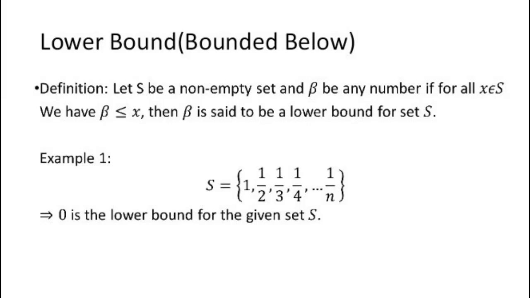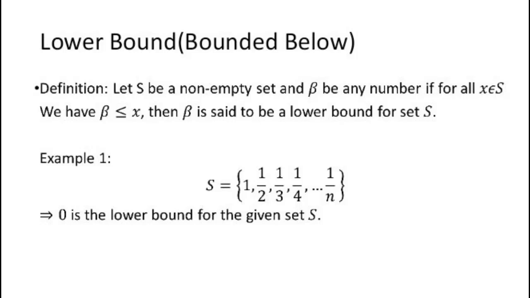Now, let's look at an example. Consider the set S equals 1, 1 over 2, 1 over 3, 1 over 4, up to 1 over n. This set contains the reciprocals of natural numbers. So when we look at the lower bound, we ask, what is the smallest value that all elements in the set are greater than or equal to?